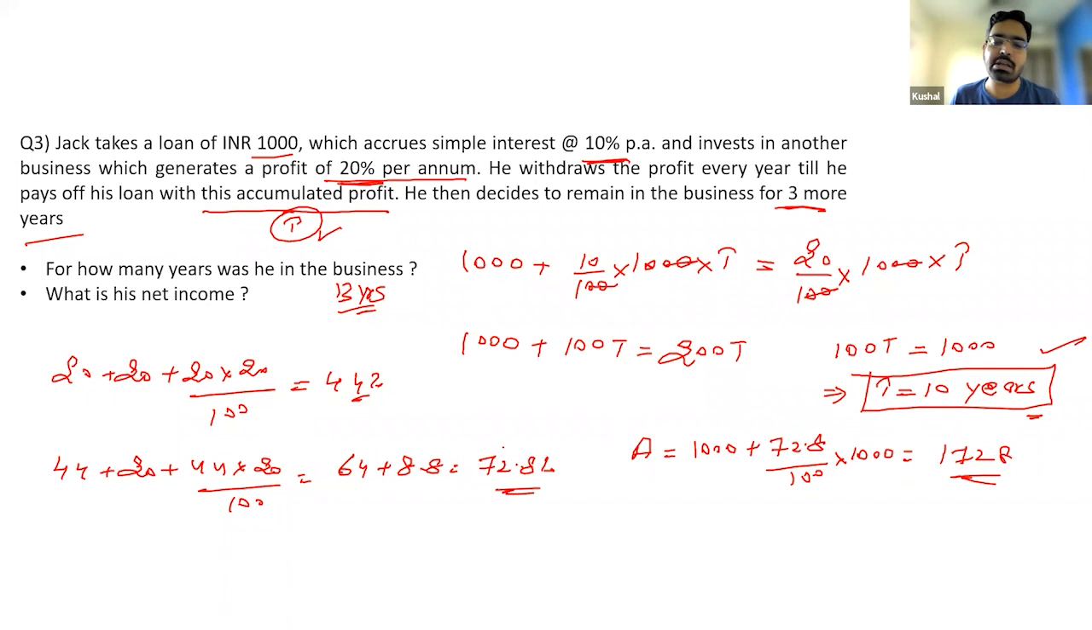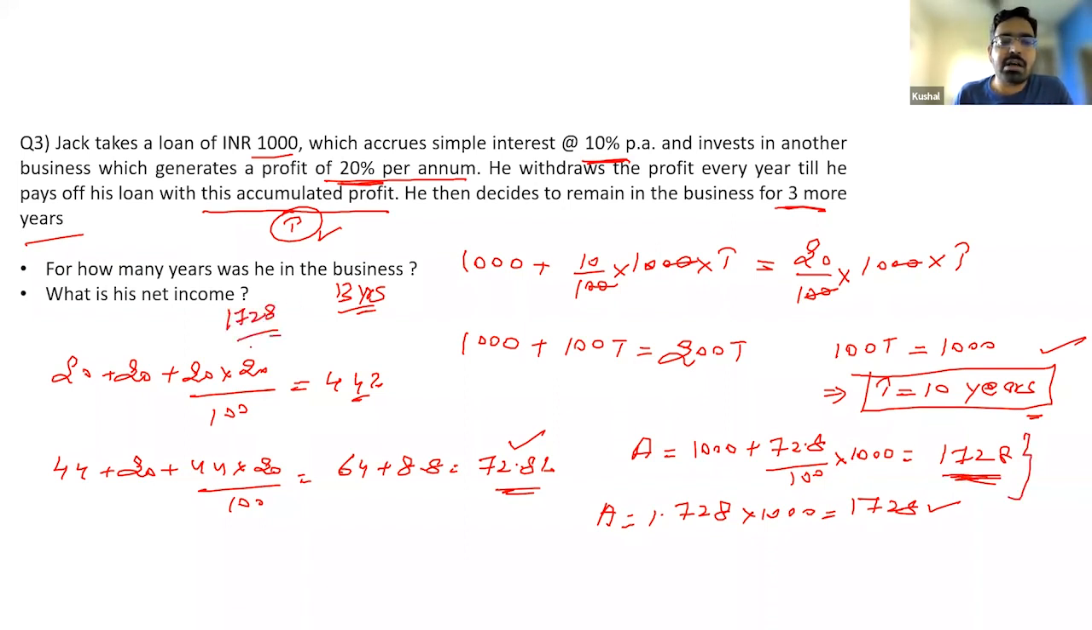1728, or an interest of 72.8% could have been said that the amount is 1.728 of 1,000. Simply, that should be 1728 as the final amount, right? In either case, the answer to this question should be 1728. He will have a net income of 1728 from this entire transaction.